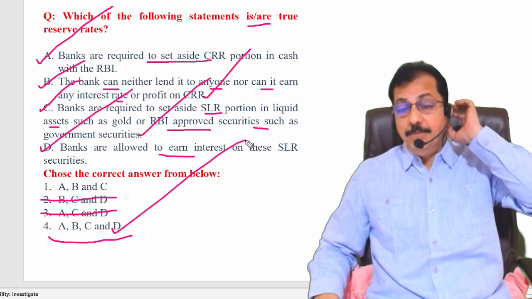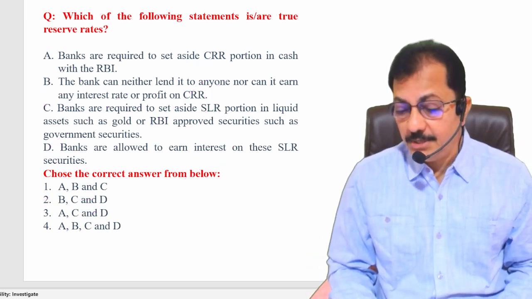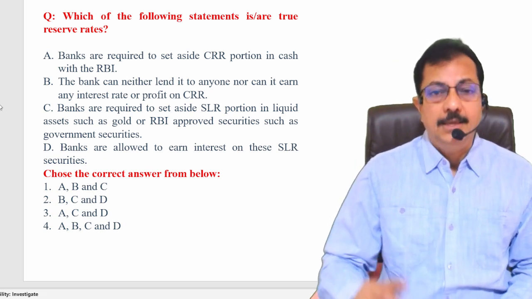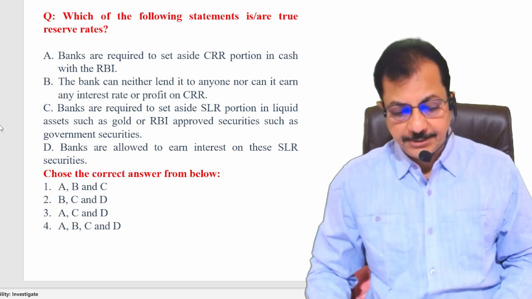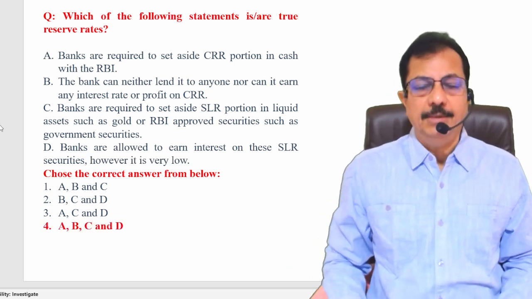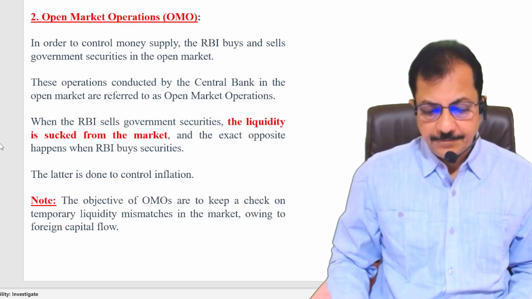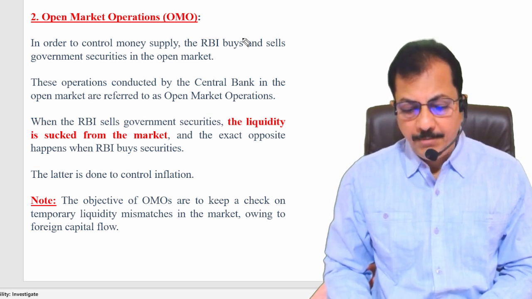Very, very important one. These kinds of questions you will be in a position to answer only when you have clear-cut clarity, which you have now, my dear friends. Am I clear? Let's go ahead. That's it, A, B, C, D. This is the answer. Now, let's go ahead. The second one is open market operations.